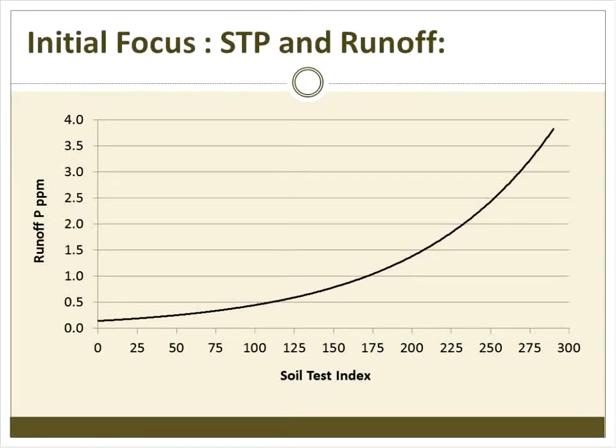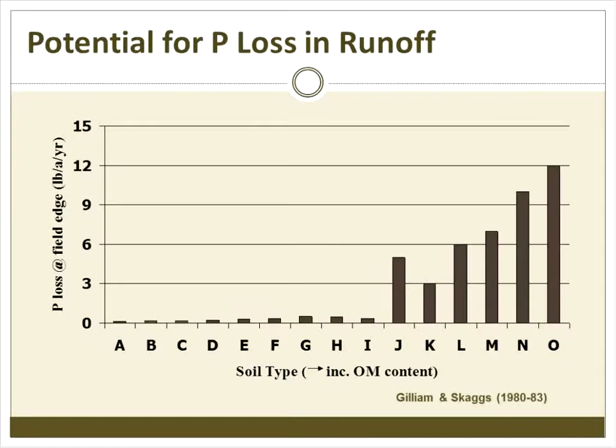Again, we have this relationship between runoff phosphorus in parts per million, or milligrams per liter. So we're looking at the amount of phosphorus that runs off, and the soil test index. And again, as you increase your soil test, you also increase the amount of phosphorus that runs off. We can see this more clearly when we look at not only runoff losses, but phosphorus concentration.